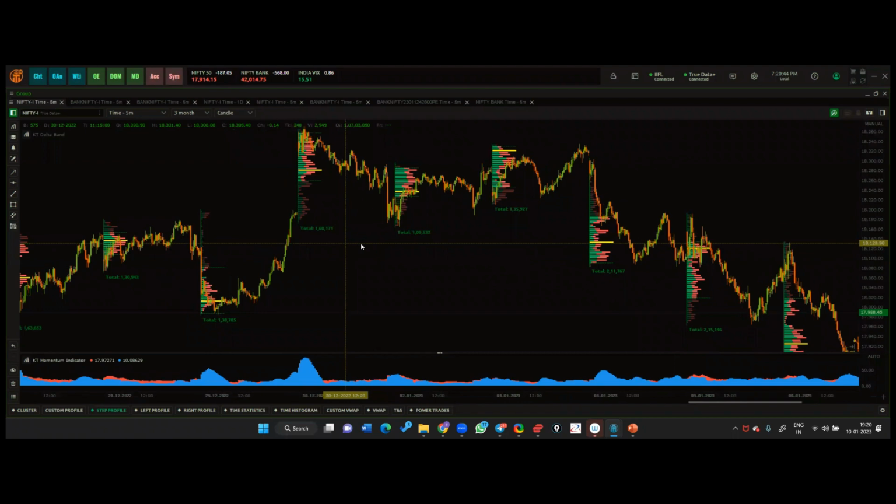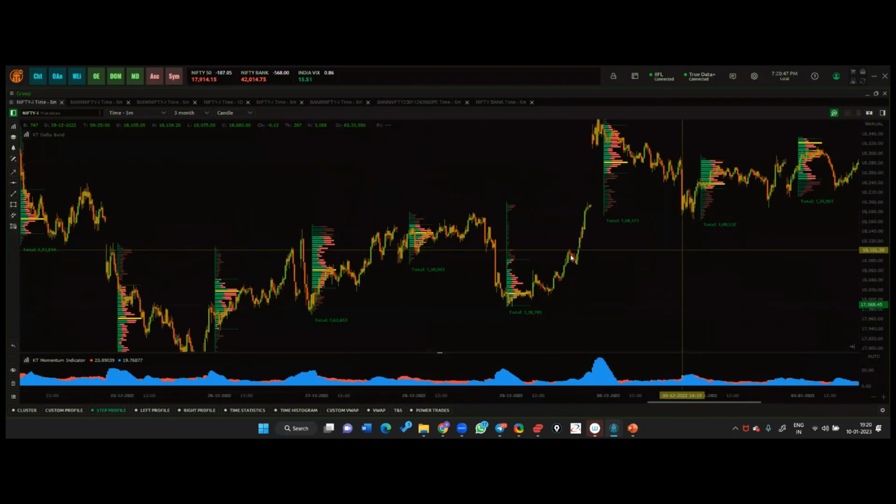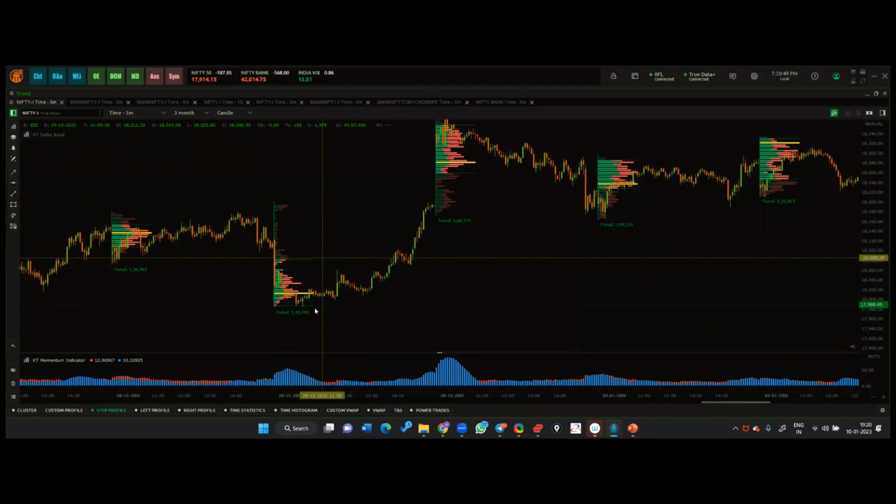For example, this particular day, you can see that the value is towards the lower end of the day's range, but the closing was somewhere towards the high. In the earlier cases, we saw the closing was somewhere in the middle or inside the value area. In this case, we saw that the value is at one end of the range, and the closing is at the opposite end of the range. So these are the kind of days where you should never ever carry a long position home overnight.